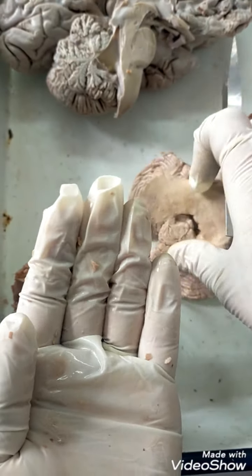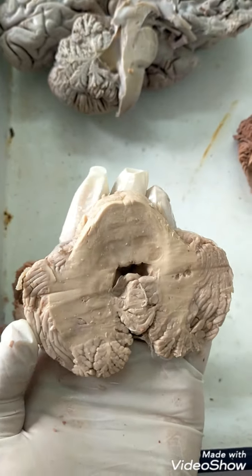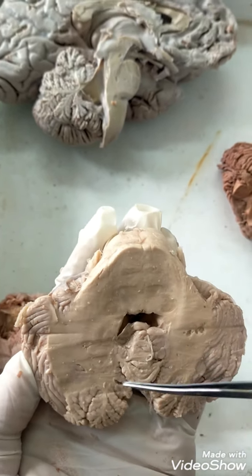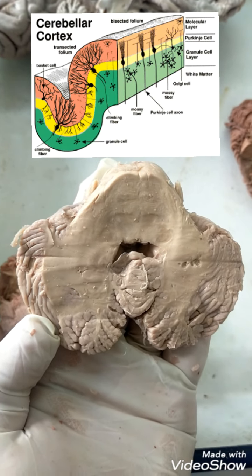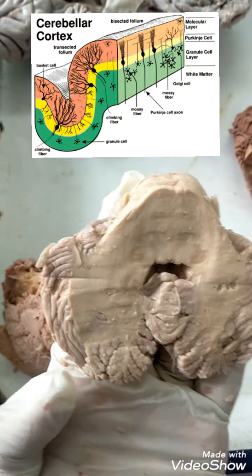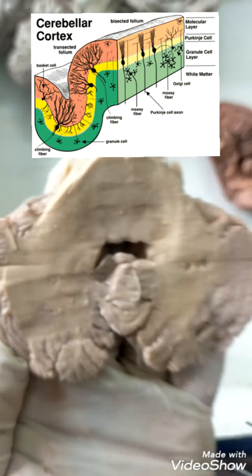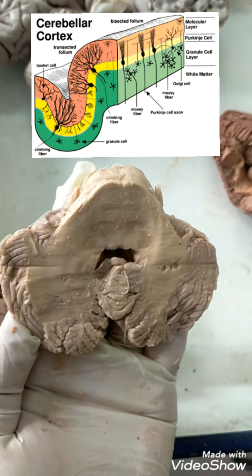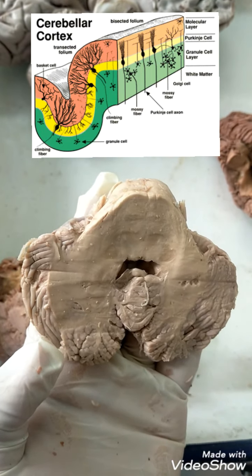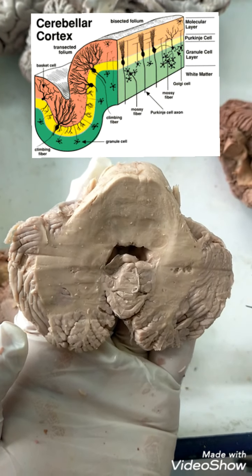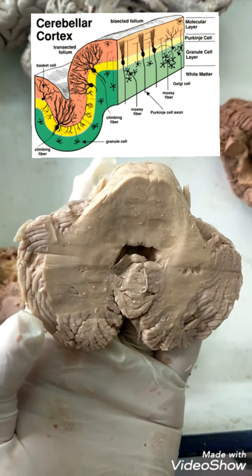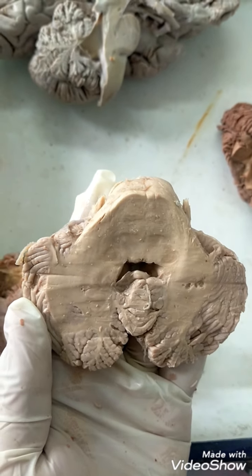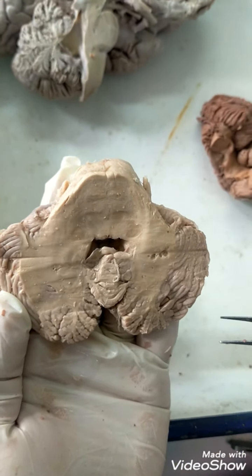Now coming to the gray matter. The gray matter of the cerebellum consists of the cerebellar cortex and intracerebellar nuclei. The structure of the cerebellar cortex is uniform throughout, and microscopically it consists of three distinct layers, which you will not be able to appreciate in this gross section. You can appreciate these three layers in a histological slide. There are three layers: the outer molecular layer, an intermediate layer of Purkinje cells, and the innermost granular layer.